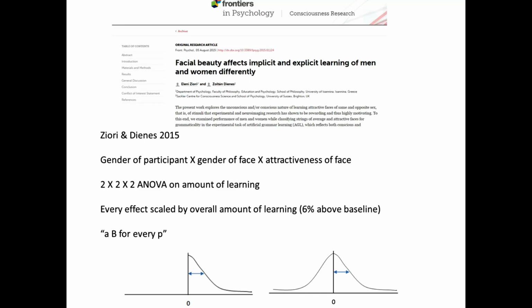In this study, it was an implicit learning task, artificial grammar learning, where we had a number of manipulations to do with gender and attractiveness. It involved a three-way ANOVA, and we just took the overall average amount of learning as a scale of effect that we used for the standard deviation for every single test. Three-way interaction, two-way interactions, main effects, simple effects, and so on. This was the very first paper, by the way, and it implemented my policy of a B for every P.